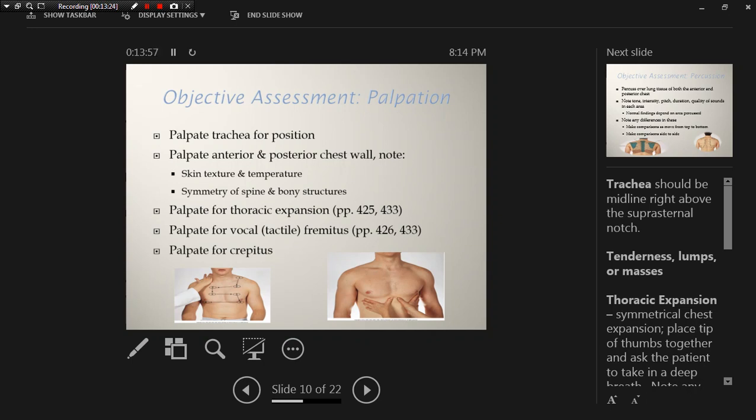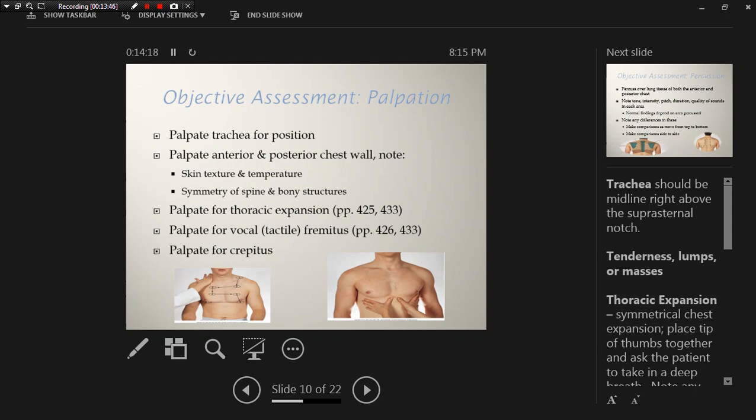When the trachea shifts, it's usually because the one side of the lung has become so collapsed that it starts to push into the mediastinal area, the whole middle section of the lungs and the heart, and actually pushes it over. And so we're going to see a shift in the trachea.